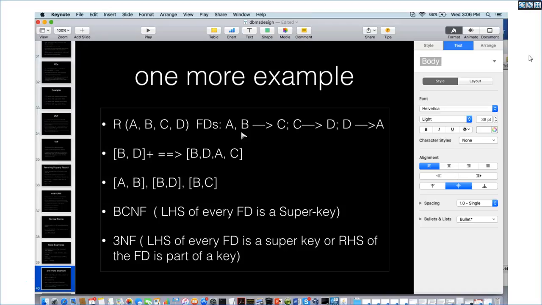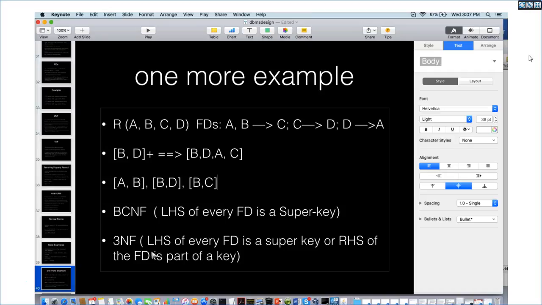Now the condition is that for the FDs that are there here, if they don't satisfy that the LHS of every FD is a super key, then there is going to be a redundancy. Because the RHS of the FD is part of a key, we relax and permit 3NF, which will suffer from duplication of this FD not being taken care of.